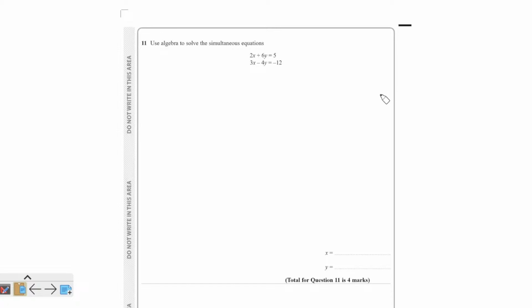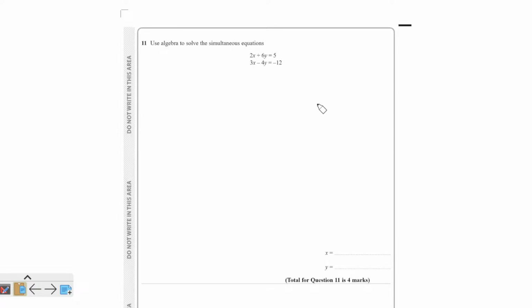In order to eliminate the letters, I need to have the same coefficient. So for example, x needs to be both the same number, or y. In this case, to make x the same, I would have to use 6x, wouldn't I? The lowest common multiple is 6x, which means I would have to change both equations. And then if I look at y, the lowest common multiple would be 12, which also means I'd have to change both equations. So in this case, there's not one that's easier than the other. It's just up to you.